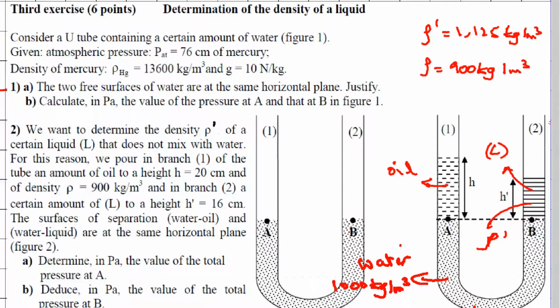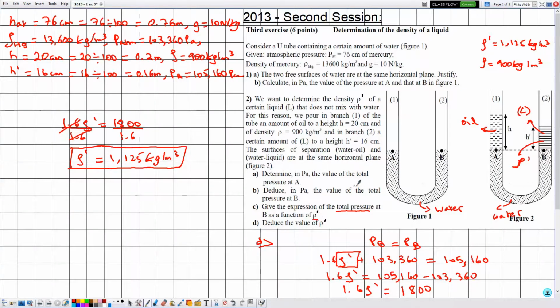However, here the density rho prime is given by 1125 kilogram per meter cube, which is more dense than water. So the density of this liquid is more than that of water. So how come this liquid is floating at the surface of water? This proves that there is something wrong in the structure of this exercise.